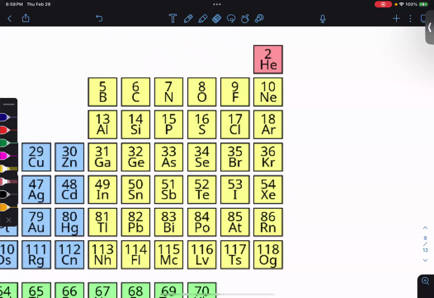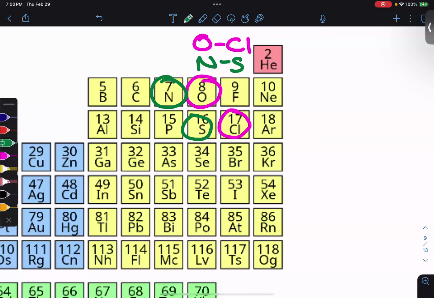But here's another one that I like to do. What if I do OCl? I think this is a fun one. OCl or NS. Which bond is more polar? Why NS? But they're both the same. They're both just diagonal away from one another. Why is NS more polar?